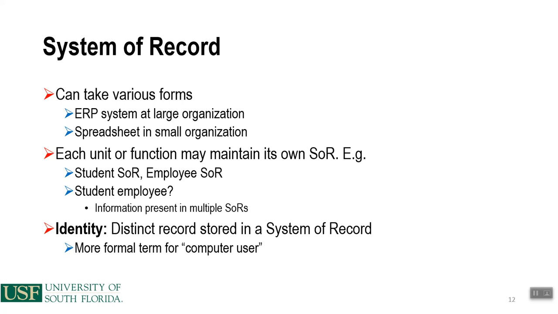A system of record can take various forms. So it can be an ERP system at a large organization, or it could be a spreadsheet in a small organization. And each unit or function may maintain its own SOR. So for example, there could be SORs for students, employees, and so on. And an identity is a distinct record that's stored within an SOR. It's a more formal term for a computer user.